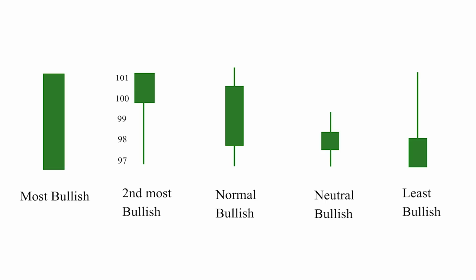Right? But eventually there were also buyers who pushed the price up and gave a close. So what does this mean? It means in the first half there were sellers who managed to push the price, break the support level and go down further, but they were not strong enough to sustain at that particular point, right? And then there were buyers who pushed the price up and gave a close at 101, right?